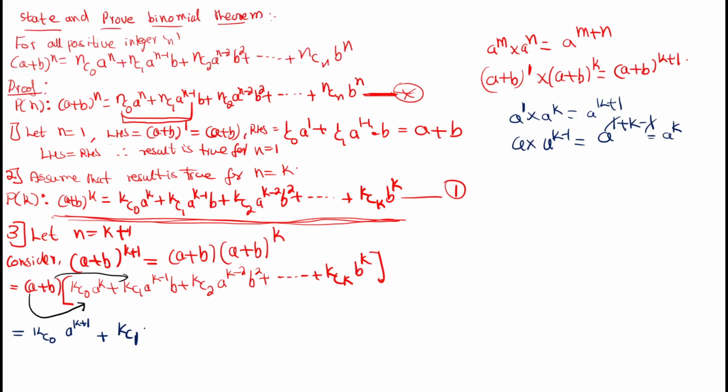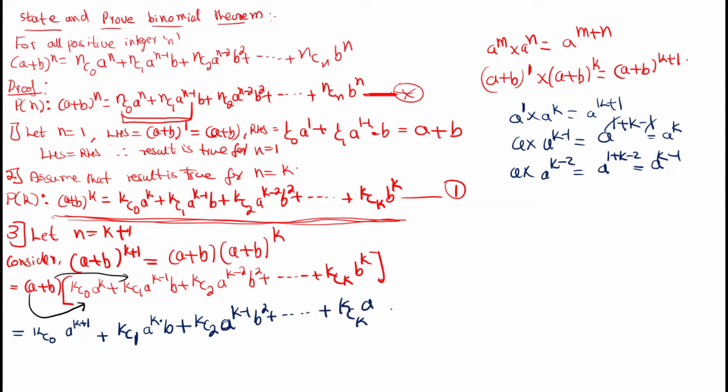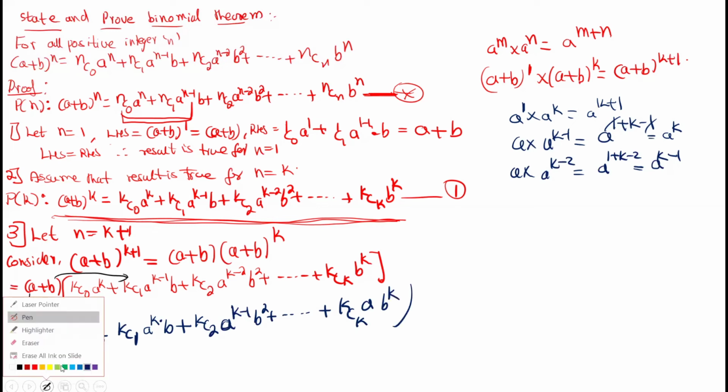So next term is kC1 into a power k into b. b will remain the same because the power of a only changes. Plus next kC2 into, yes, k minus 1, because see, a into a power k minus 2 is equal to a power 1 plus k minus 2. So that you can get a power k plus 1 minus 2, which is minus 1, okay, into b square, plus dash dash dash, plus the last term will be kCk into a multiplied by a, right, into b power k. These terms are obtained by multiplying a to the sum inside the bracket.